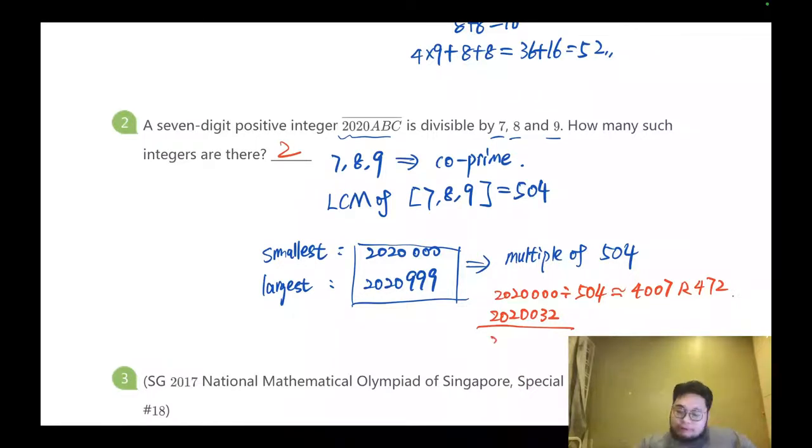And then the next one is 2020 plus 504, which is 536. So these are the 2 7-digit numbers that can exactly divide by 504. Okay, so yes, but to be honest, this question won't let you calculate so much. Once you calculate here, yes, you can understand. You can just get out how many such integers do we have.